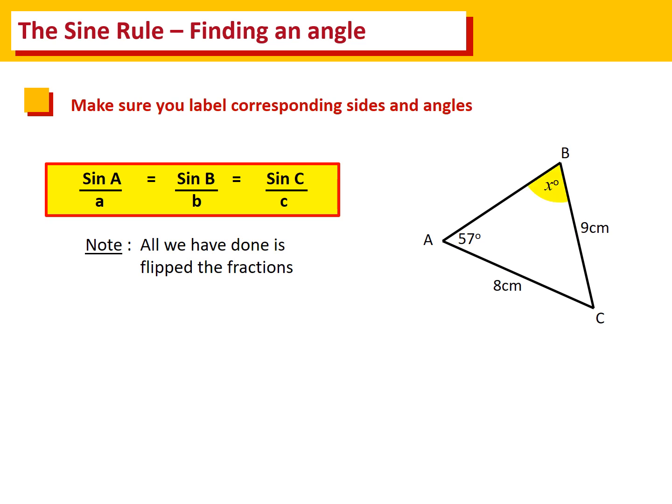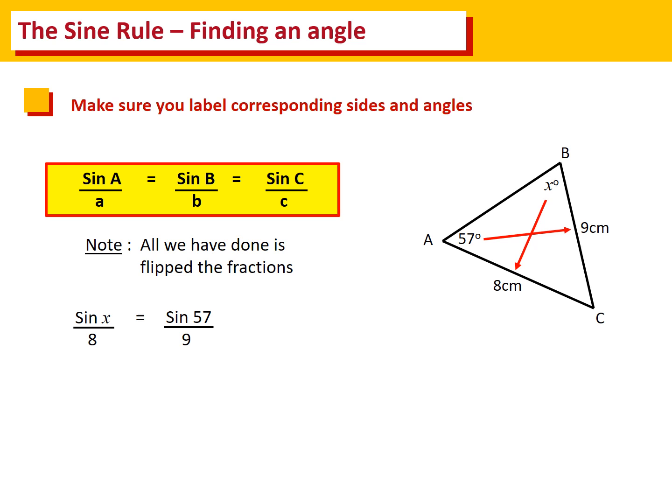In the example, we're trying to find angle x, and the side opposite that is the 8 centimeters. So the ratio or fraction we obtain is sine x over 8. Looking at the other information, we've got 57 degrees, and that's opposite the 9 centimeter length. So the ratio we get there is sine 57 divided by 9, and those two ratios are equal because that's what the sine rule is telling us.